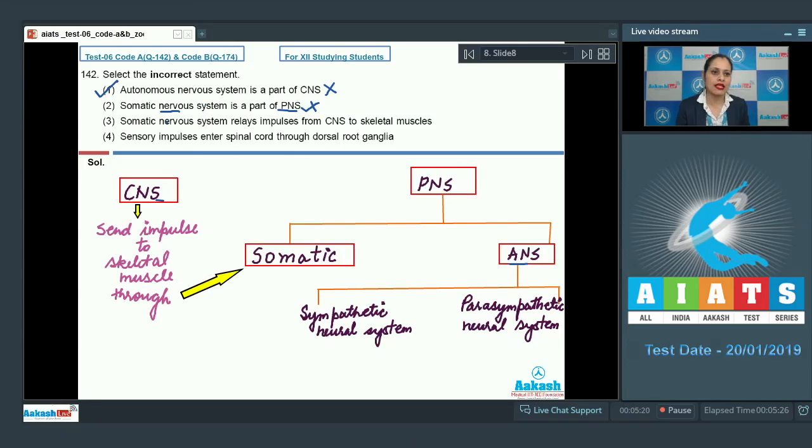Third statement given is somatic nervous system relays impulses from central nervous system to skeletal muscles, and as it is a correct statement, so this cannot be a correct answer to our question. And the last statement is sensory impulses enter spinal cord through dorsal root ganglia, and as it is also a correct statement, so this is an incorrect option. So the correct answer to this question is option number 1. Let's proceed to the next question.